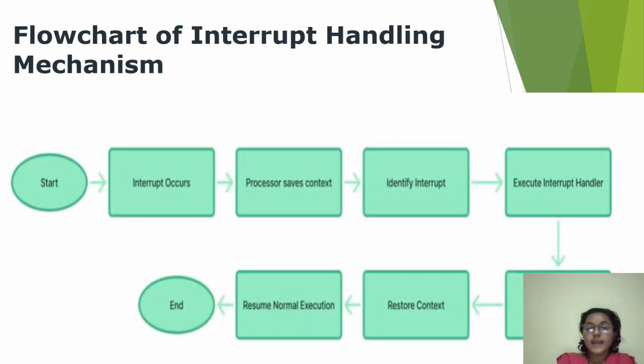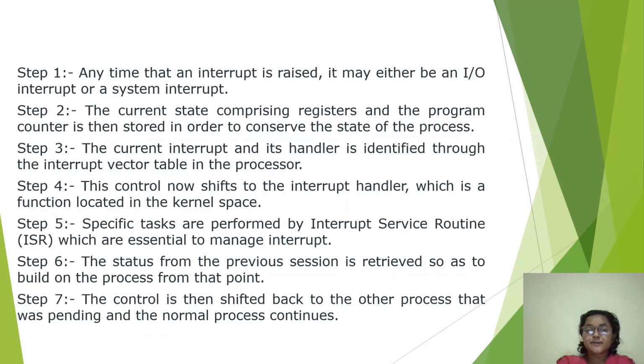Here is the flowchart for the interrupt handling mechanism. First, start stage: an interrupt occurs. When an interrupt occurs, the system saves the whole context, identifies the interrupt, executes the interrupt handler, and restores the context, resumes normal execution, then ends.